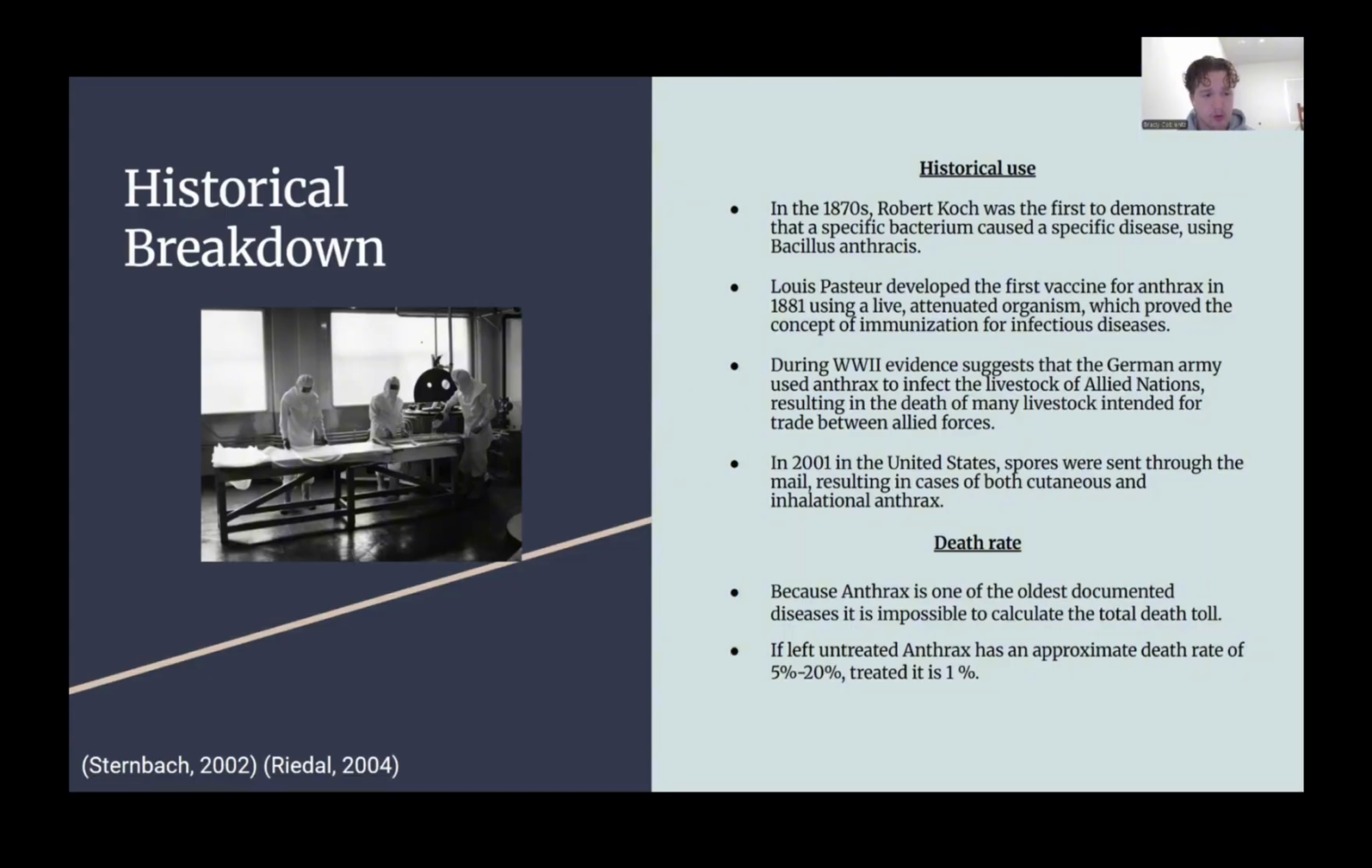Then, during World War II, there's evidence that the Germans had used anthrax to infect and kill the English livestock that were to be used as trade between the Allied forces. The British also had their own plan called Operation Vegetarian to kill and destroy all of the German livestock, but that was later not used because it was deemed too extreme.